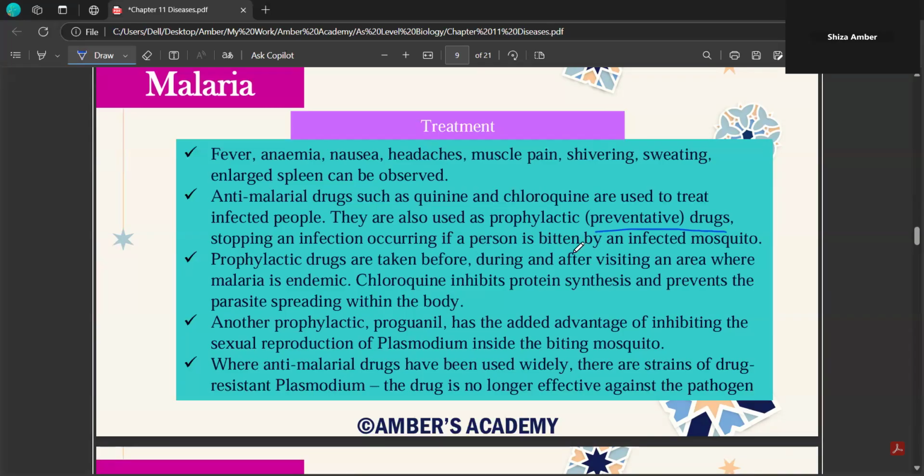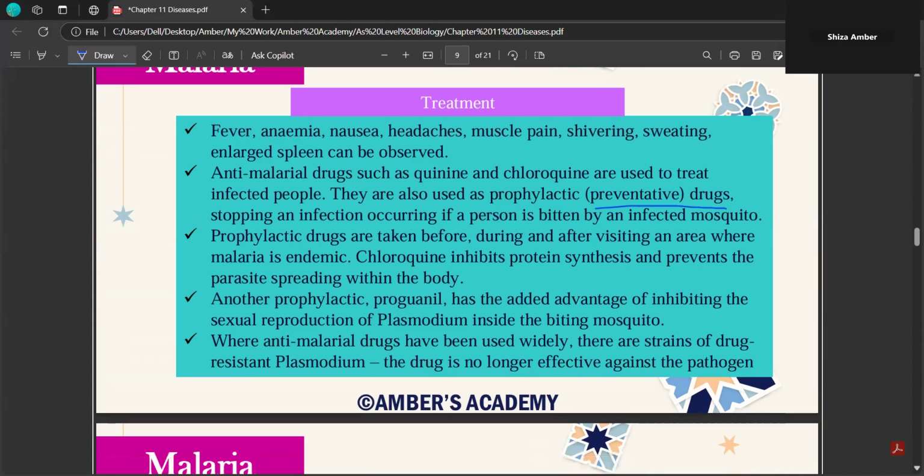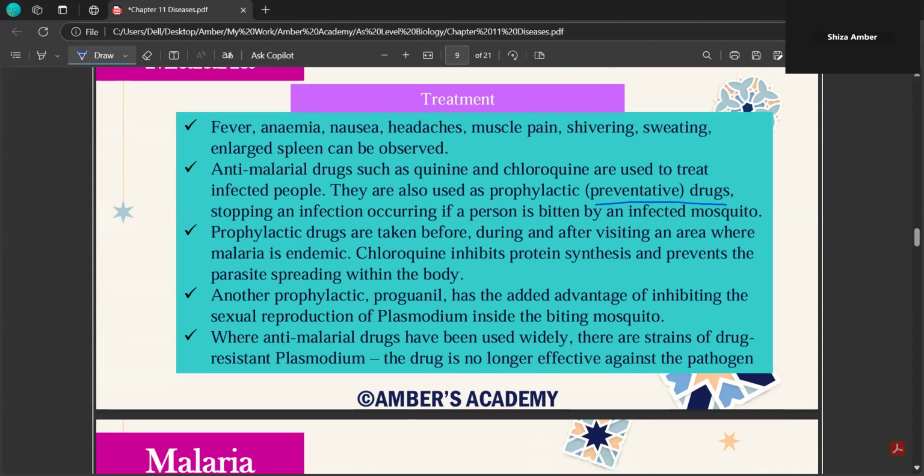These preventative drugs are taken before, during, and after visiting an area where malaria is endemic. So even if you do not suffer from malaria, you are advised to take these prophylactic drugs. These are preventative drugs, and you need to take them before you visit an area where this particular disease is endemic. Chloroquine inhibits protein synthesis and prevents the parasite spreading within the body. Okay. So this is what you need to remember: chloroquine and quinine as the treatments for malaria.